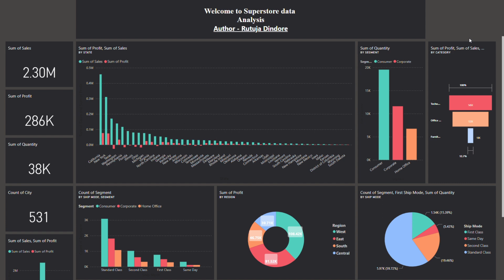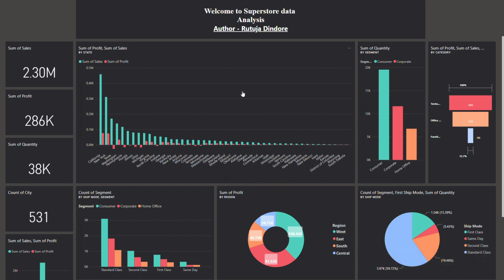So let's start by understanding the problem statement. We have a sample Superstore dataset, and the task is to perform an EDA on it and to create a dashboard. As you can see, I have created the dashboard in Power BI. The major thing is to visualize some weaker sections, so that we can suggest to the Superstore how they can increase the profit by analyzing the weaker sections.